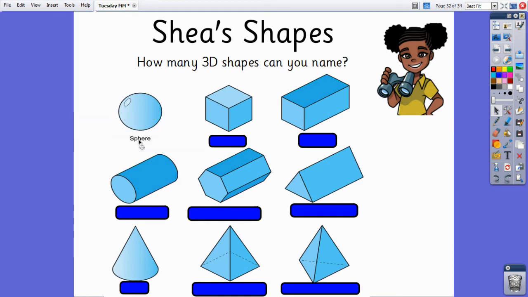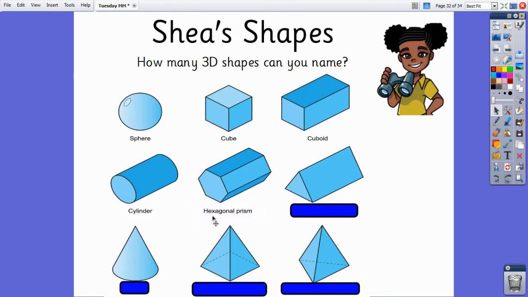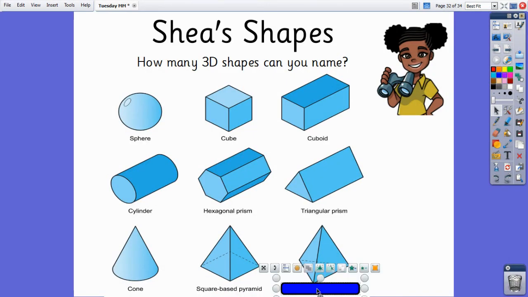Let's check how many 3D shapes you named correctly. First, there was a sphere. Then we had a cube. Next, we had a cuboid. Then we had a cylinder. Then we had a hexagonal prism. Here we had a triangular prism. Then we had a cone. Then we had a square-based pyramid. And finally, we had a triangular-based pyramid. Good work, Year 2. I know you named so many of those 3D shapes.